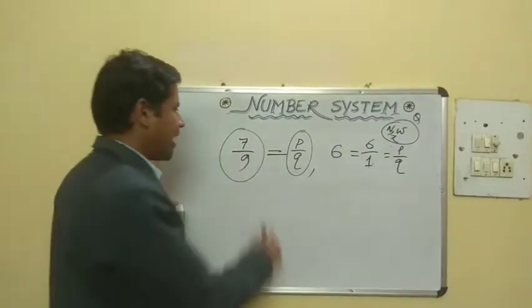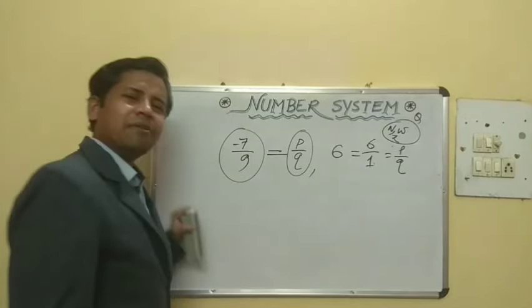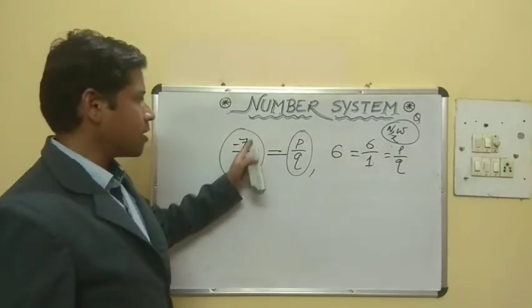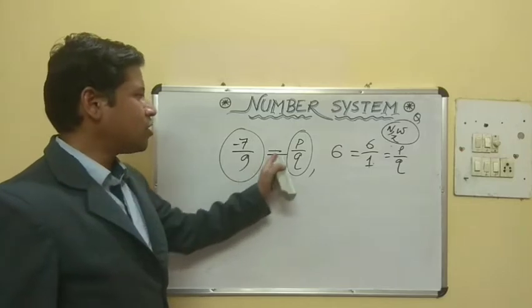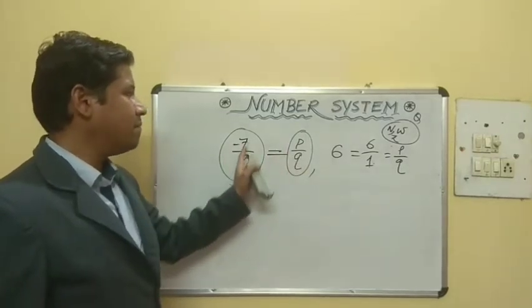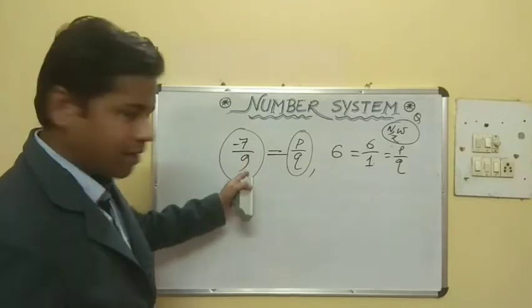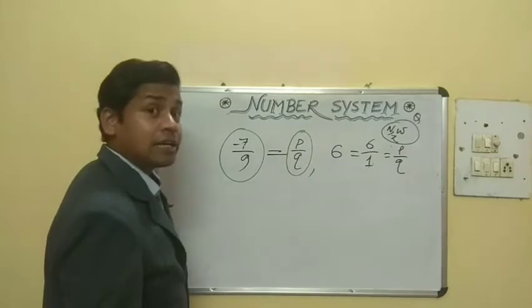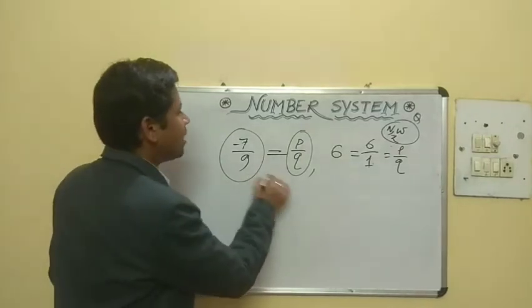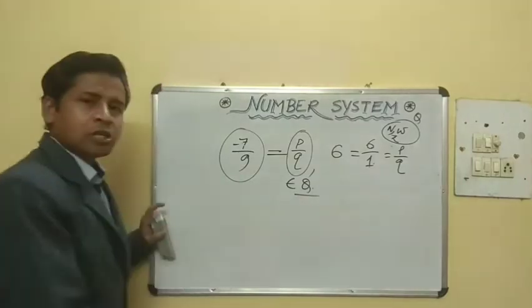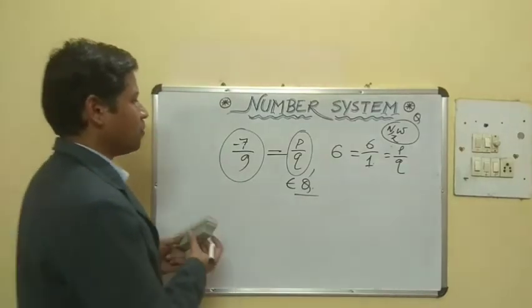If you want to take any negative number, minus 7 by 9, is it a rational number? Yes, of course, because minus 7 by 9 is also in the form of P by Q, minus 7 upon 9, P upon Q, where both of them are integers. So it satisfies the definition of a rational number. So it also belongs to Q as a rational number. So I think it is understandable.